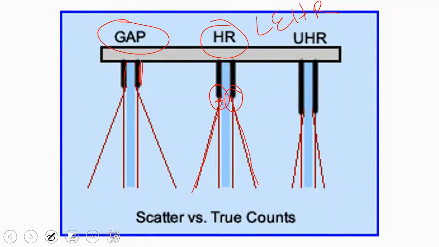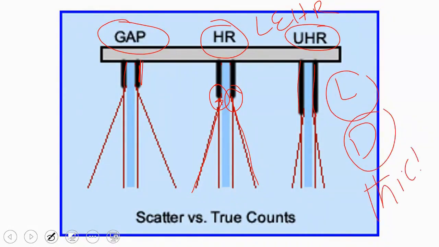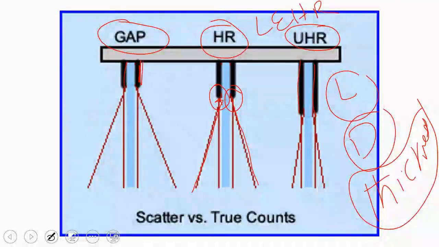Now, for ultra high resolution like this, the length is significantly increased. Thus the length of the hole, the diameter, and the thickness are three factors that affect resolution and sensitivity. If you want to increase resolution, increase the length and reduce the diameter. However, keep in mind that when you increase the length, reduce the diameter, and increase the thickness, you have indeed increased the resolution. But what has decreased, doctor? The sensitivity.